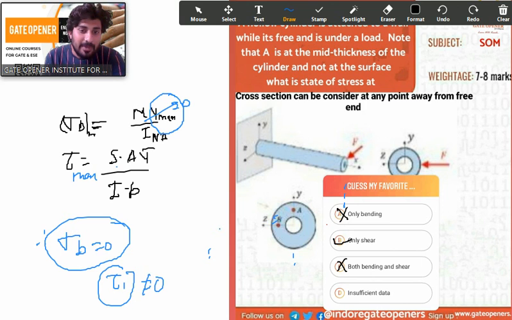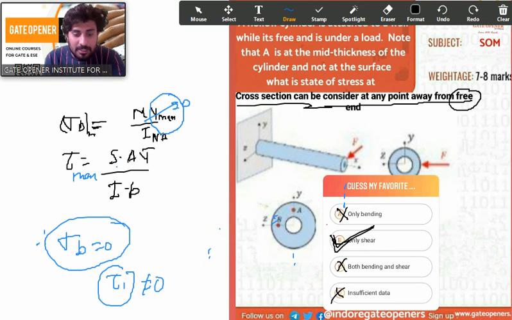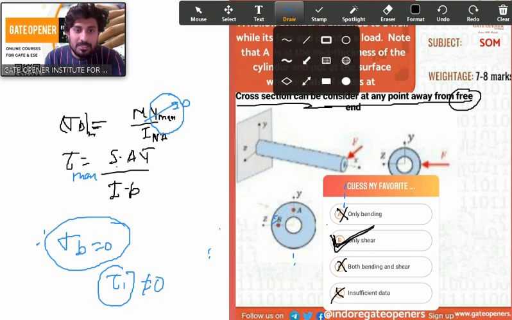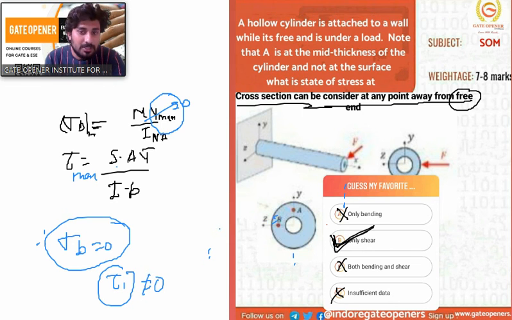Insufficient data, people may think about this, that at the free end we will have zero shear force and all that. But that is not the answer. Insufficient data is not the answer. So only shear will be the correct answer in this case. Hope you understand the question and the solution of the question that I have discussed here.